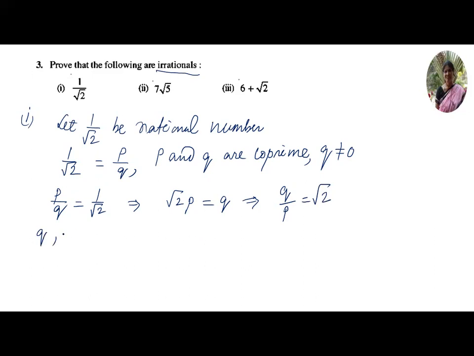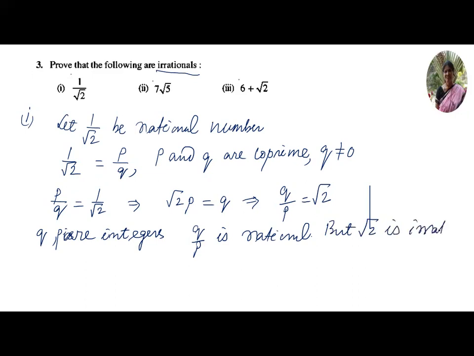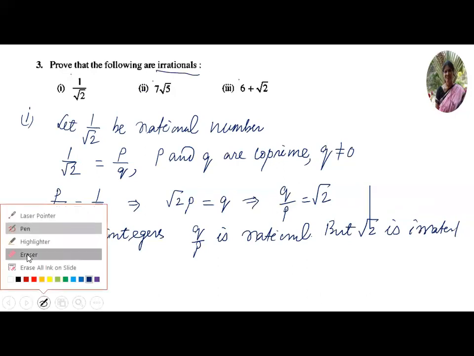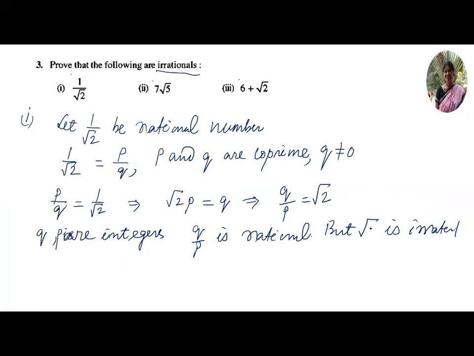Q and p are integers. So q by p is rational, but we know that root 2 is irrational, because we have already proved it. So I explain again, p by q is 1 by root 2. So I cross multiplied, q is equal to root 2 p. We'll keep only the under-root portion on one side and take the others to the other side. So q by p is equal to root 2. This is rational, this is irrational. So this is the contradiction. You are making a rational equal to an irrational. We reach a contradiction.